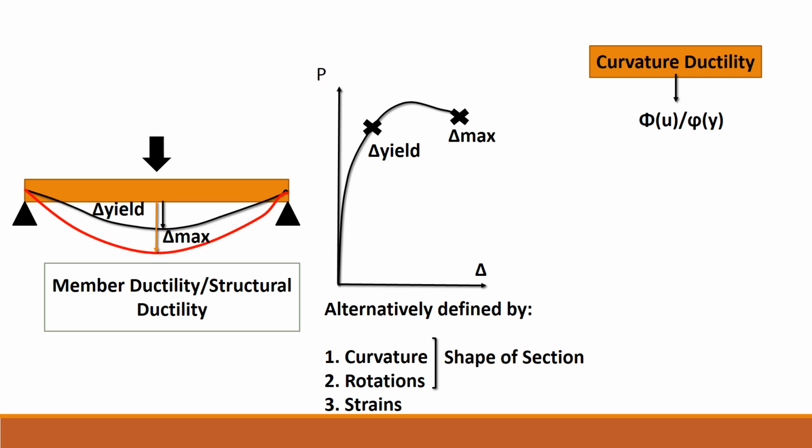Next is the strain ductility. Now, again, it would be the epsilon u by epsilon y, the strains at ultimate point to the strains at the yielding point. Now, why do we take this as the ductility between ultimate and yielding point? Because it's the deformations, the maximum deformations, they occur in this range.